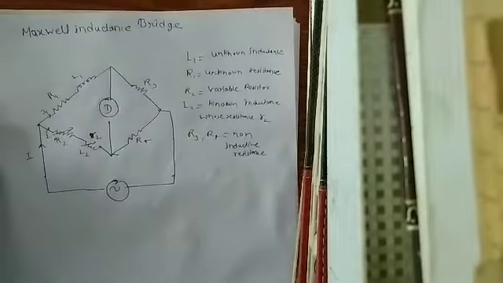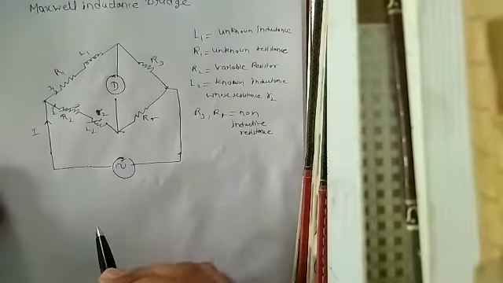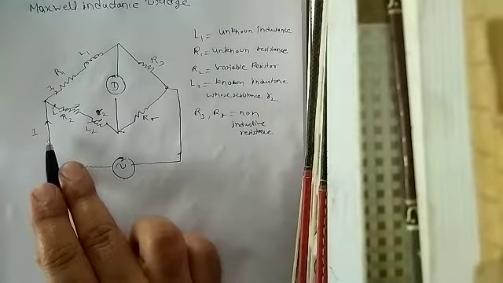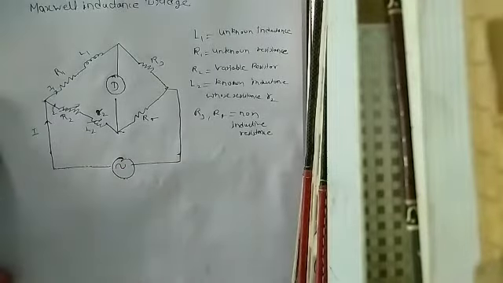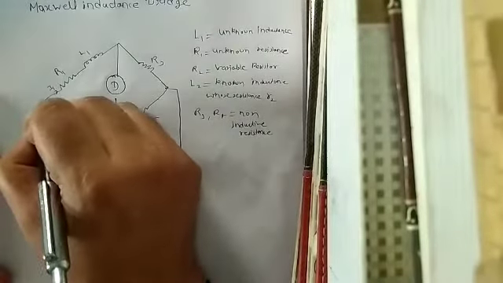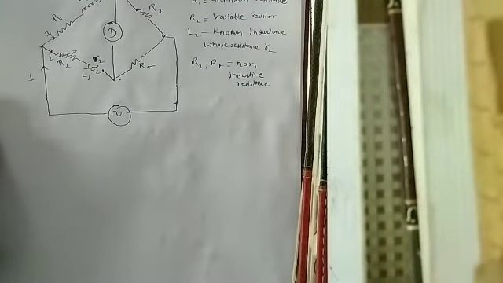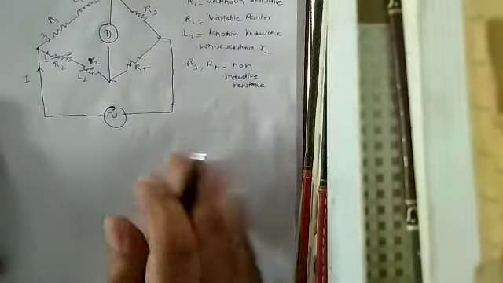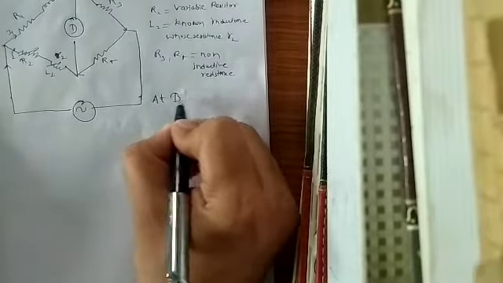Now we can solve this bridge. Now we can provide supply with the help of voltage. Current I is flowing in the circuit. This current is divided into I1 and I2. Here in this bridge, at balance condition, the voltage drop of one side is equal to the voltage drop of the other side. Hence, we can solve this bridge at balance condition.